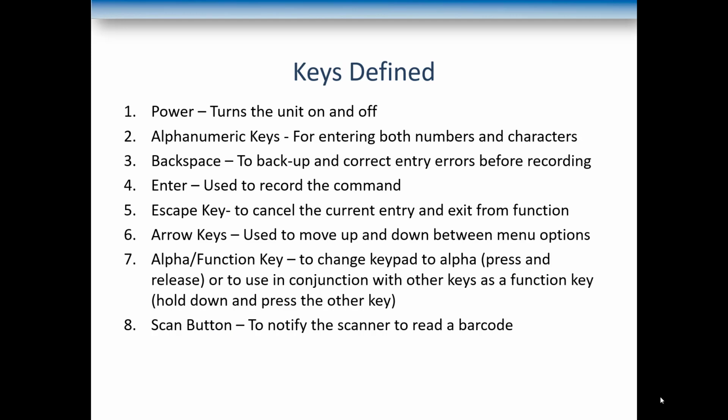The only thing to note here is that the alpha function key with the up arrow will allow you to change the contrast of the display. Oftentimes when we rent these barcode scanners, the display will be dim, and so we get the call and we just tell them alpha, up arrow, until you see the contrast change.